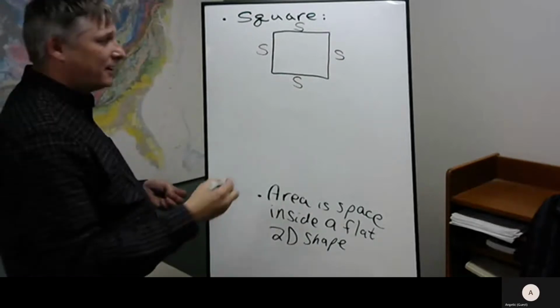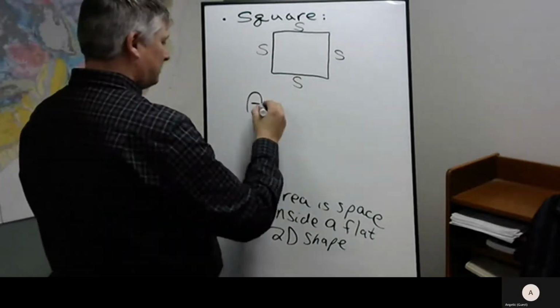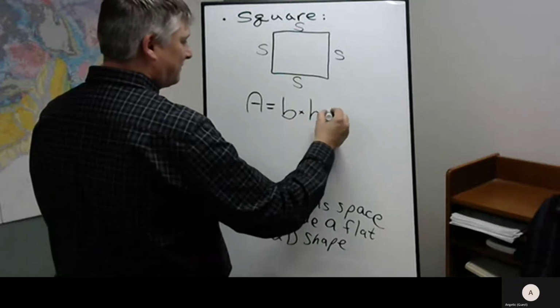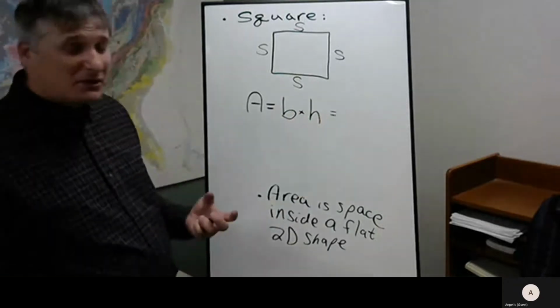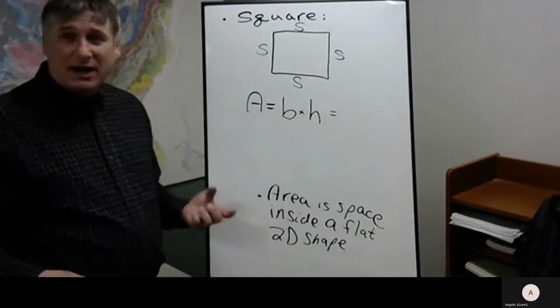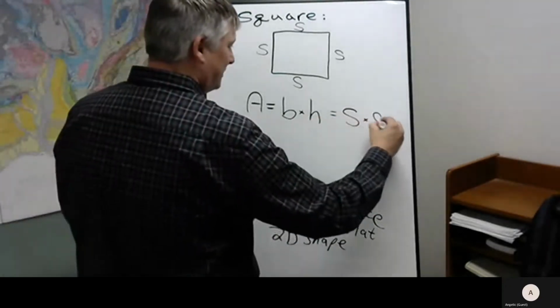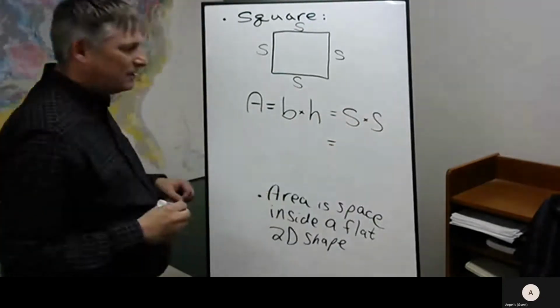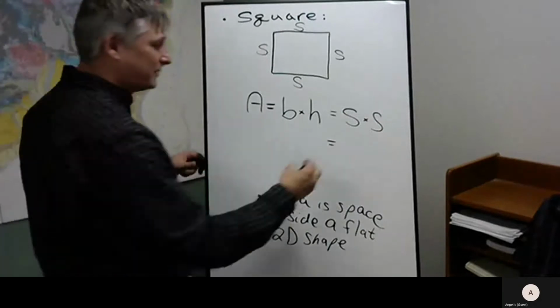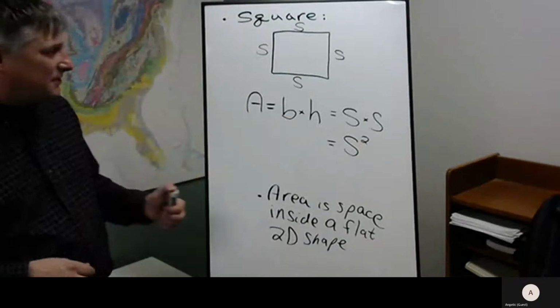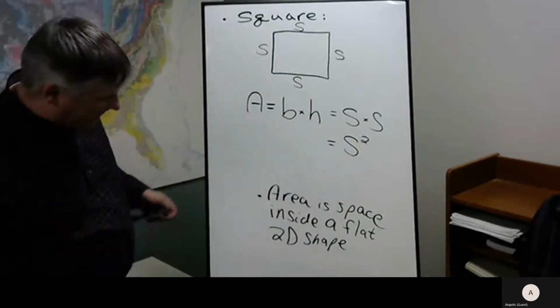And how do we calculate the area of a square? We're going to take the base times the height. But in this case, the base and the height are going to be the same. S, S. And so that's going to give us S squared. So this is the area for the square.